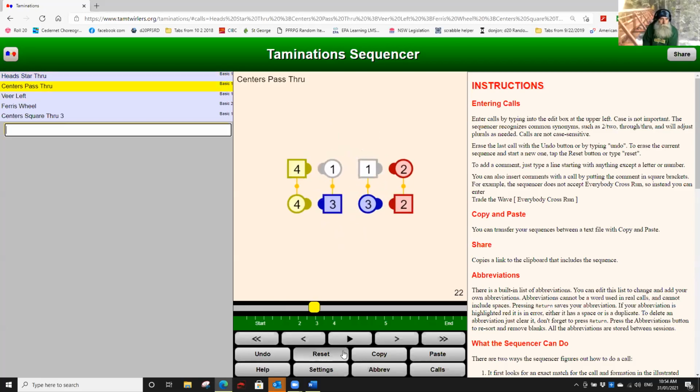Let's go to terminations and show us. Mel, score the set. Terminations. Score the set, Mel. It's okay. He has done it. Instead of him doing a promenade half square through 4, I just did a star through pass through.